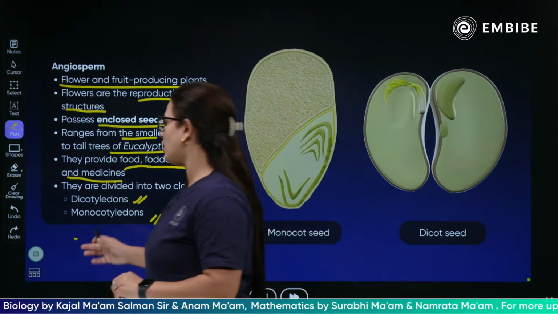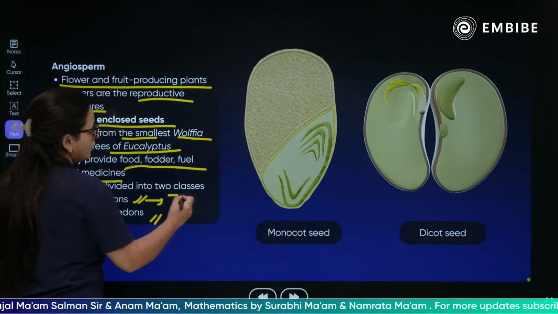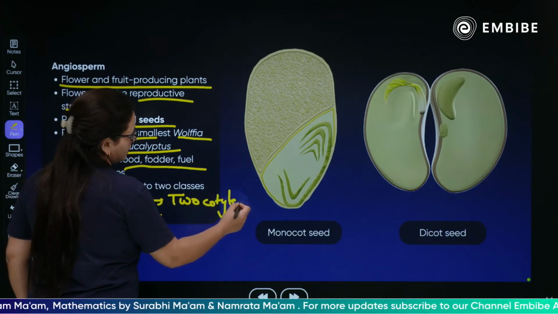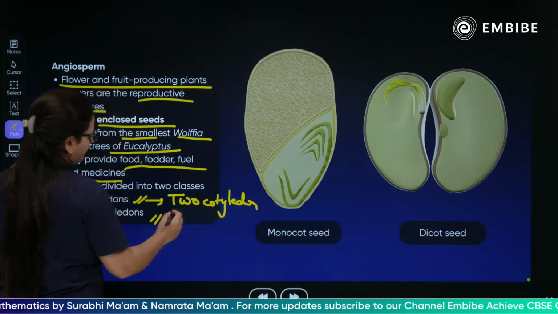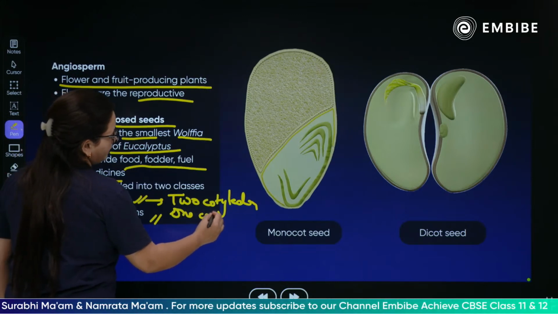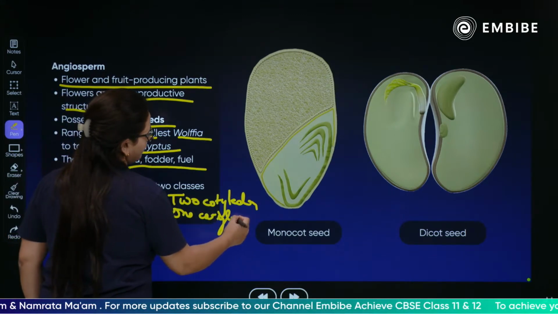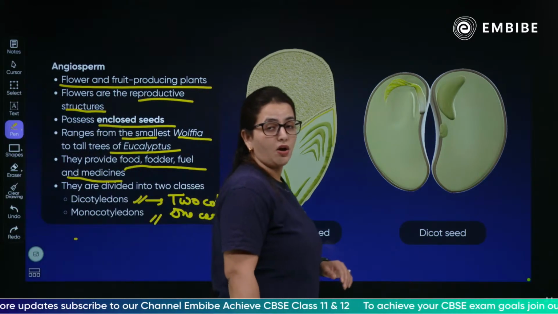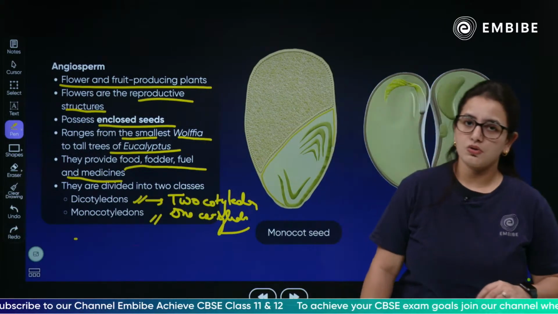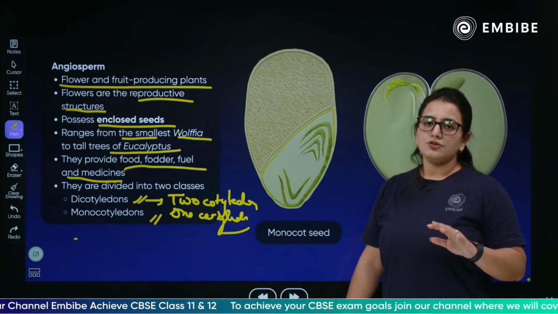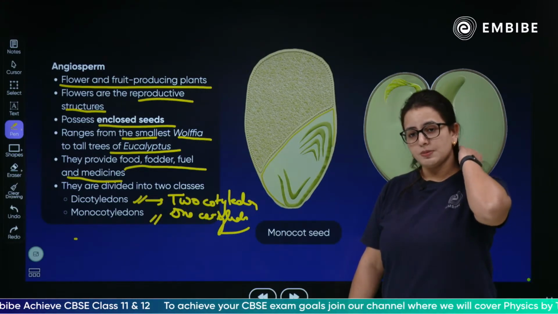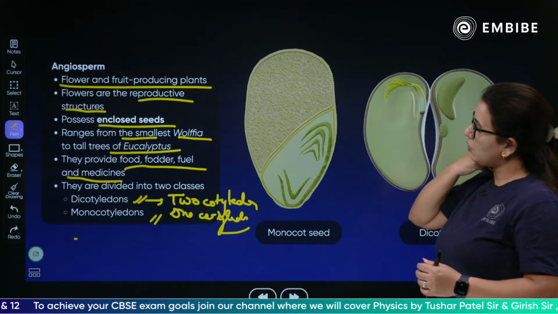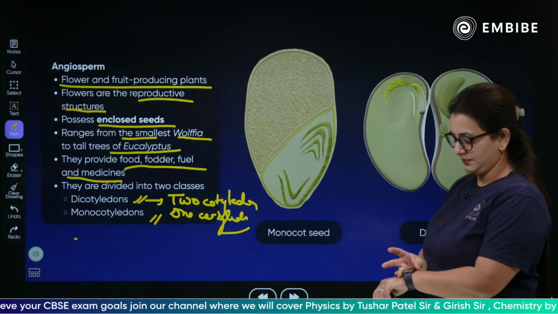What do you mean by dicot? Dicot means you have two cotyledons. Yes, and monocot means one cotyledon. We'll discuss that in detail, this is just a brief introduction. So the Angiosperms are divided into dicot as well as monocot. Clear? So this is about the Angiosperms. Yes, I hope this is clear.